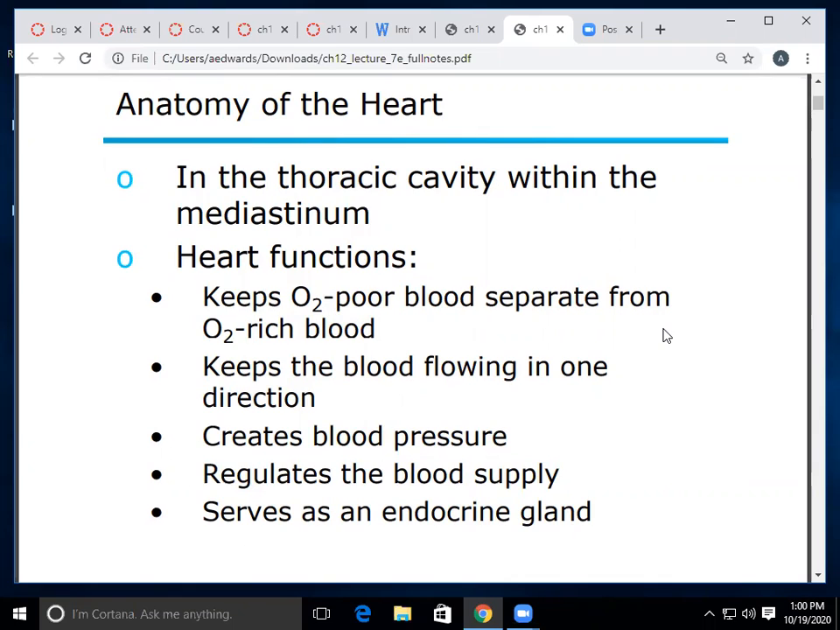Yeah, it keeps the oxygen poor blood on one side of your heart and your oxygen rich blood on the other side. Keeps your blood flowing in one direction, doesn't go back. You're not supposed to anyway. So it's going to create blood pressure, the force of those contractions. Regulates your blood supply. And as we'll see later, also has an endocrine function. It's going to secrete a hormone.